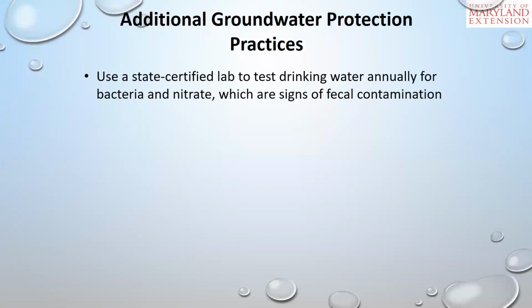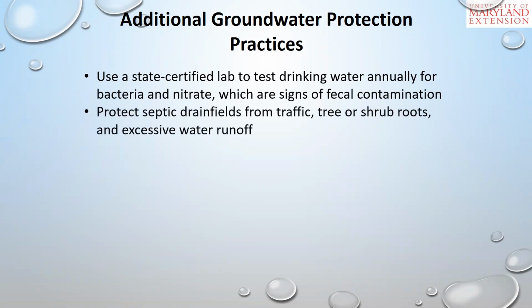So some additional practices: if you're on a well, be sure that you get that tested annually for bacteria, coliforms, E. coli, and nitrate. If you have a septic system, be sure that any runoff is routed away from your drain field. Don't drive on your drain field. Don't plant trees near your drain field. You don't want your septic drain field to get clogged and back up, because then it's not working properly, and if it's not working properly, it can contaminate groundwater.